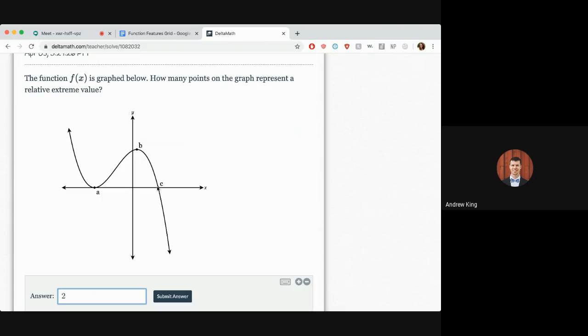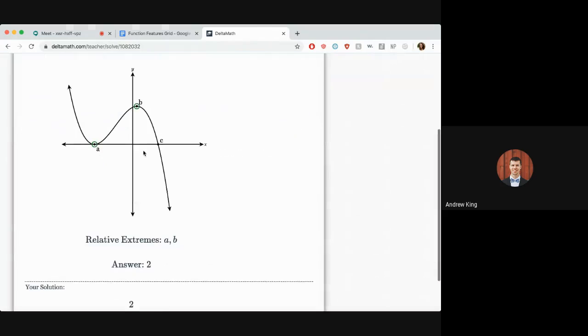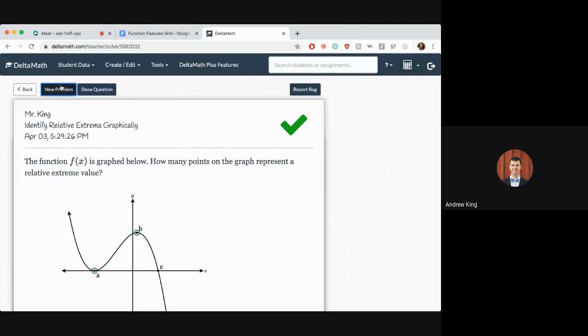Point C, what's going on there? It's decreasing when I get to C, but after that, it's still decreasing. So this is not a maximum or an extreme value. So the answer is 2. Point A and point B are your extreme values. A is a minimum, B is a maximum. We'll do one more.